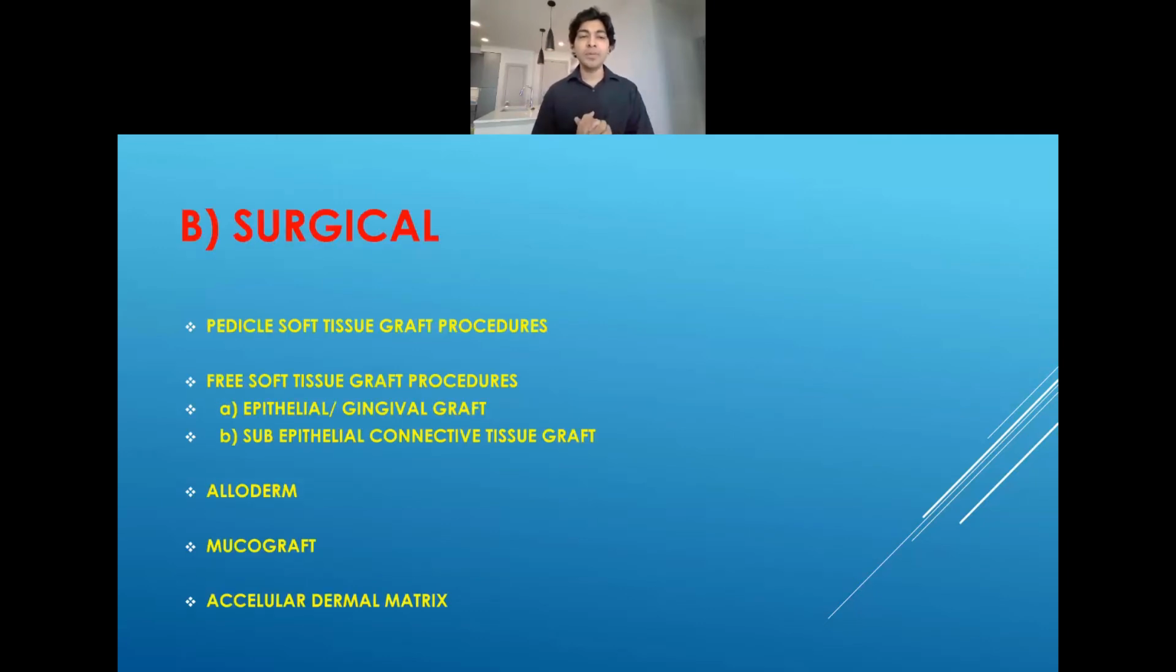In surgical treatment, we have pedicle soft tissue graft procedures. Then we have free soft tissue graft procedures that include epithelial or gingival grafts. Second is epithelial, subepithelial connective tissue graft. Then we have alloderm, mucograft, and acellular dermal matrix. In today's discussion, we are going to focus on epithelial or gingival grafts.